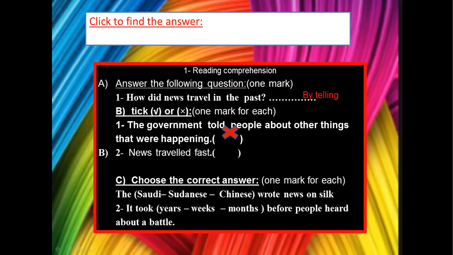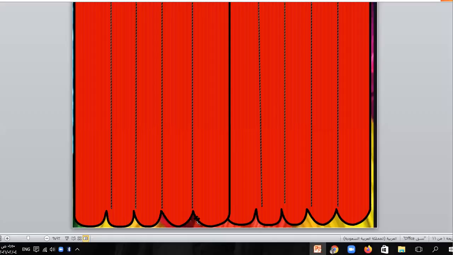News travels fast in the past, or now? Now, of course, it's true. News travels fast now, but in the past, no. In the past, it's wrong. Here it's wrong. There is a mistake. I'm sorry. So it should be wrong here. The Saudi or the Sudanese or the Chinese wrote news on silk. Of course, the Chinese. It took years or weeks or months before people heard about a battle. It took weeks. Okay, now after having this short exercise, we are going to have some more activities.